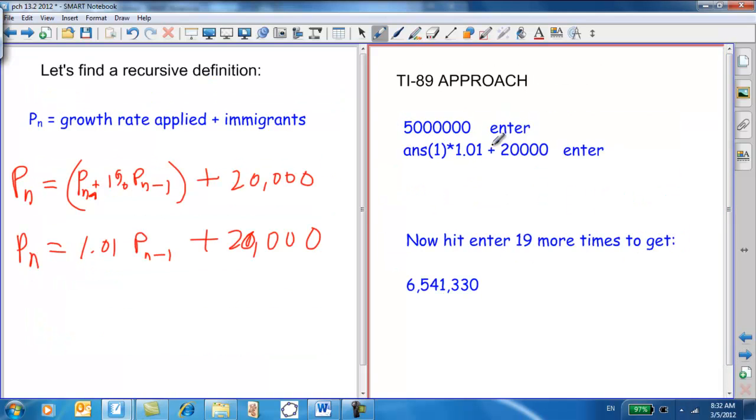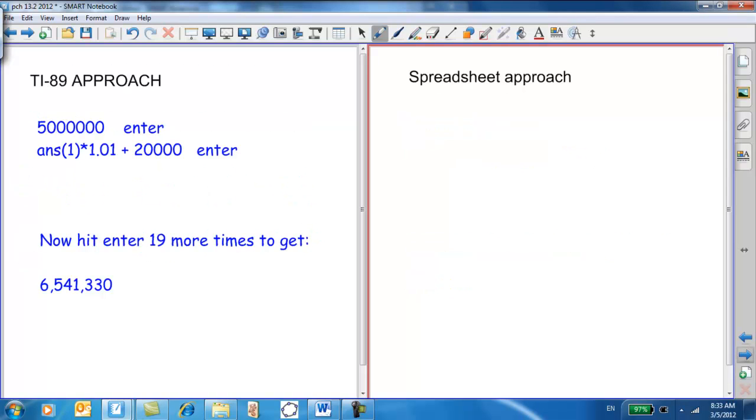Take your 5 million, hit enter, and then hit answer 1. Actually, it'll do this automatically if you hit times, because times is a binary operation. And if you just hit times after enter, it assumes you want to multiply the previous entry. Times 1.01 plus 20,000, enter. Now do that 19 more times, and you'll get 6,541,330. We don't have an explicit formula for this one. We could develop it, but for right now, this is an example of recursion that doesn't relate to either a geometric or an arithmetic sequence.